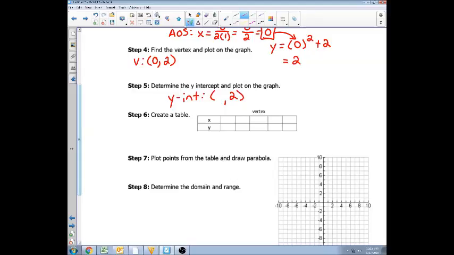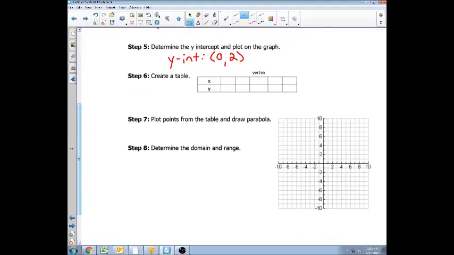But what is my x when I'm at my y-intercept? Well, my x would be 0. So in this situation, my vertex and my y-intercept will be exactly the same. Okay? My axis of symmetry in this problem was 0, so I need to have a dotted vertical line at x equals 0. I want to put my vertex in the center, and I also want to plot my vertex on the graph. So 0, 2 is right there.